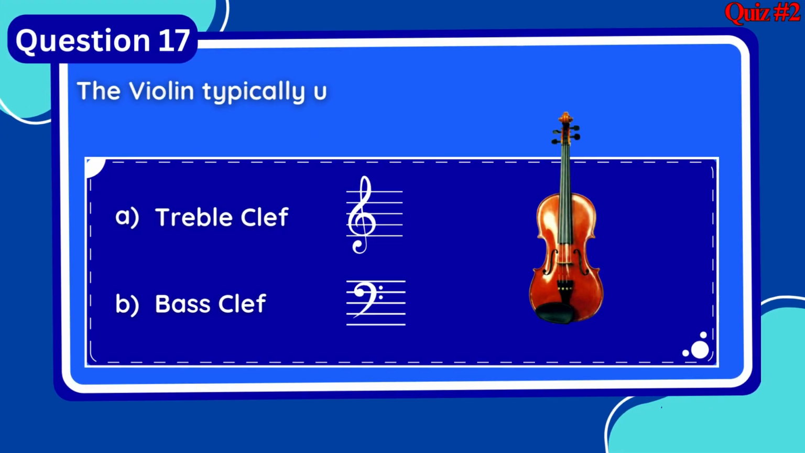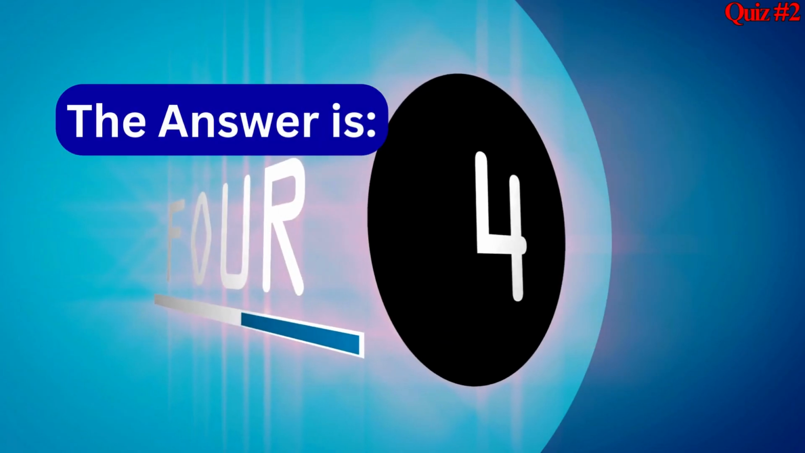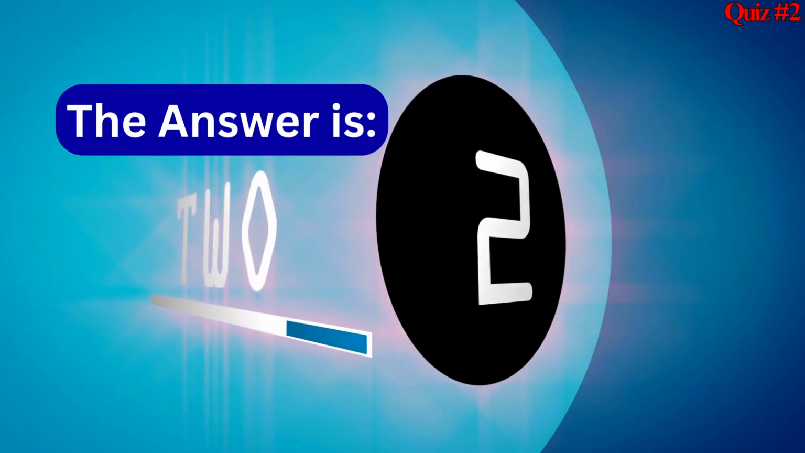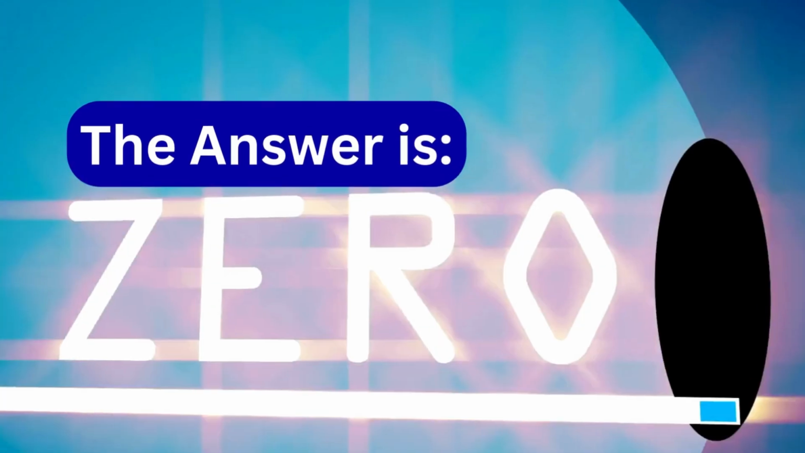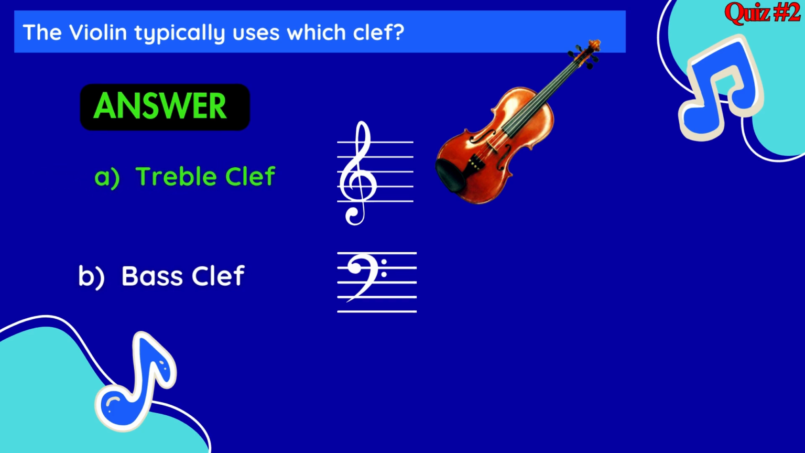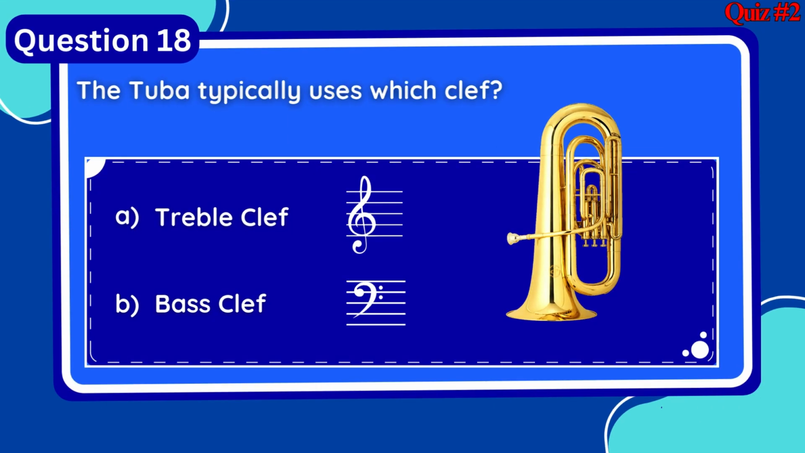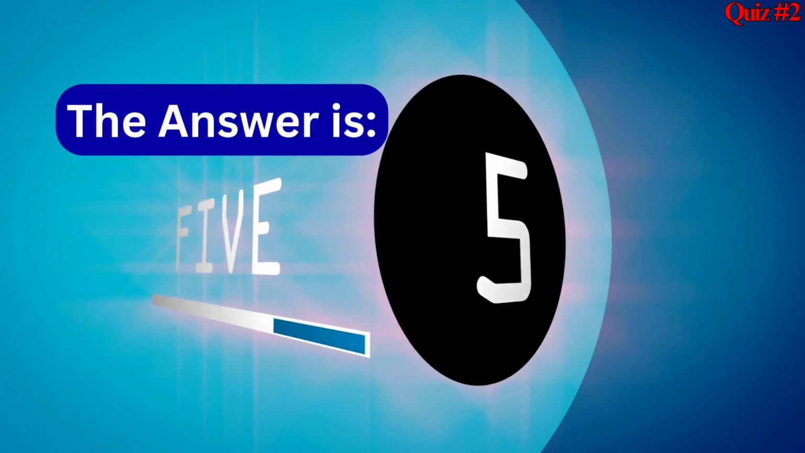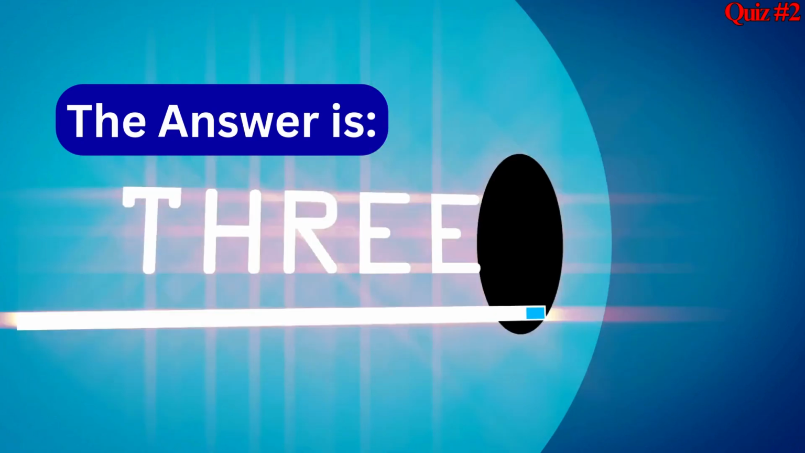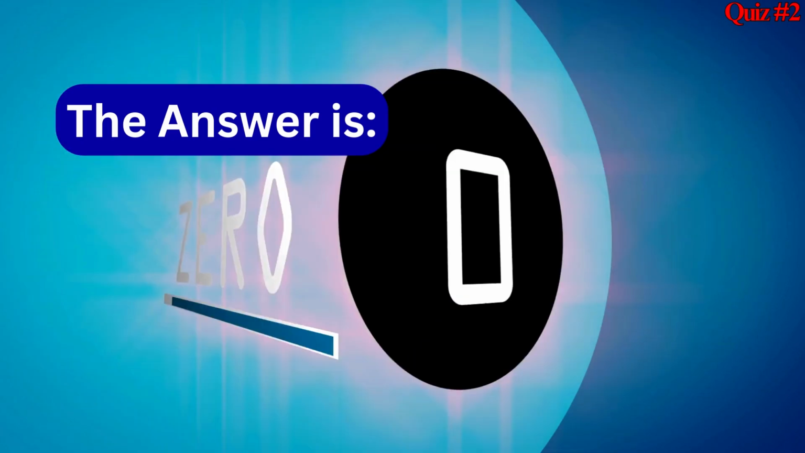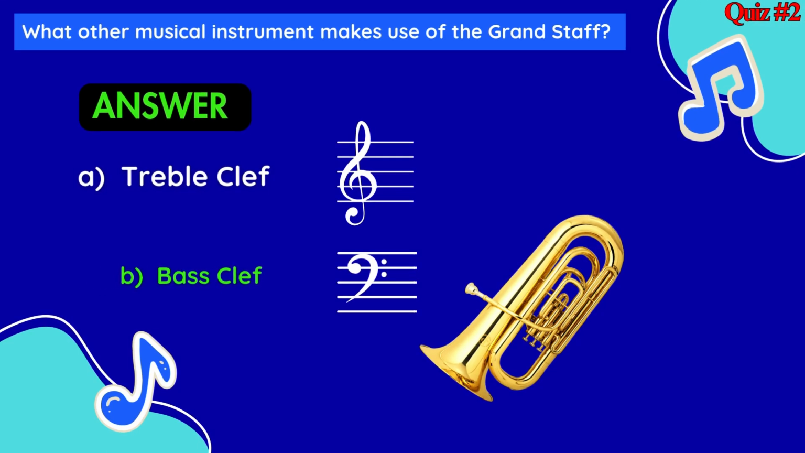Question 17. The violin typically uses which clef? A, the treble clef, or B, the bass clef? The answer is A, the treble clef. Question 18. The tuba typically uses which clef? A, the treble clef, or B, the bass clef? And the answer is B, the bass clef.